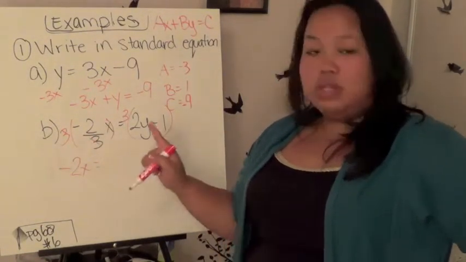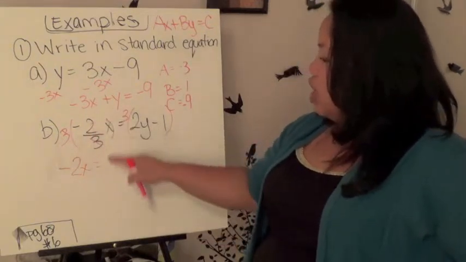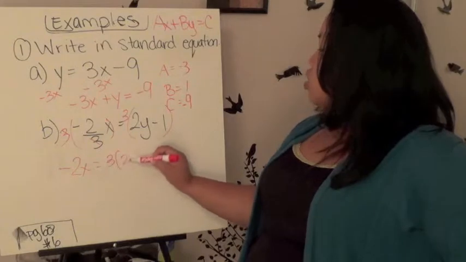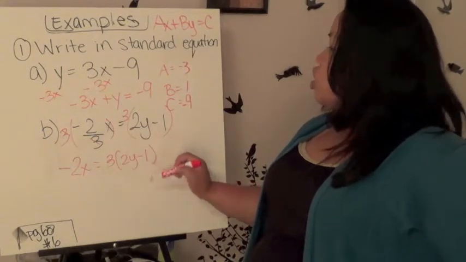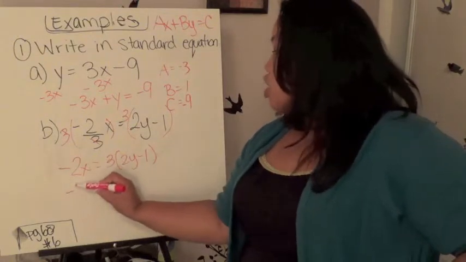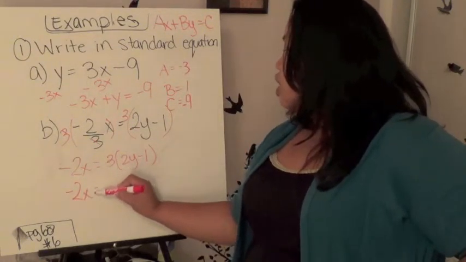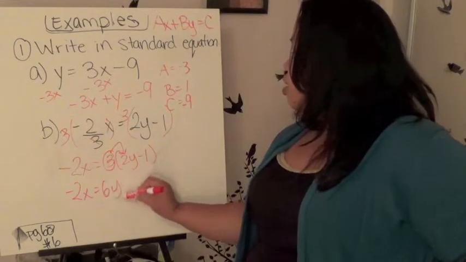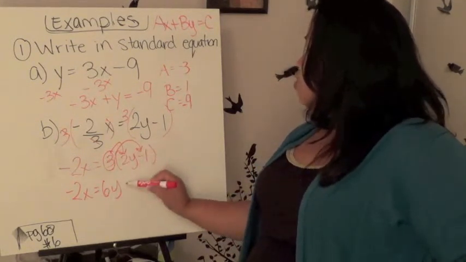So if this cancels out, I end up with a 2x on one side. Does that make sense? The 3 canceled out and I end up with a negative 2x. On this side, I end up with 2y minus 1. So what do I need to do here? I need to distribute that 3. So I end up with negative 2x equals the 3 times 2, which gives me 6y, and then the 3 times negative 1, which is minus 3.